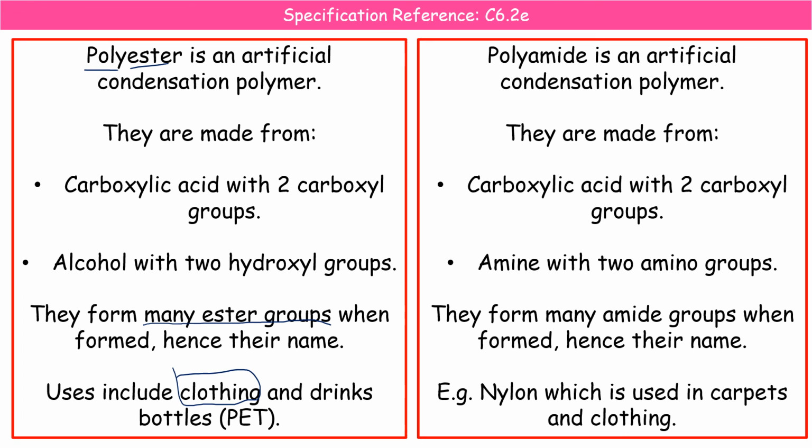If we now look at polyamide, these are made from carboxylic acid again, but they're going to be joined with an amine. These are going to form many amide groups. So polyamide, many amide groups. And a good example of a polyamide is nylon, which we use in clothing and carpets.